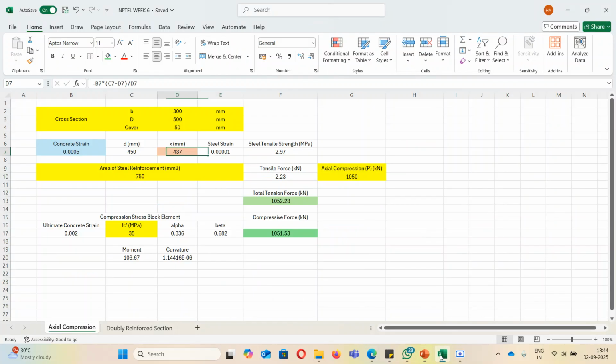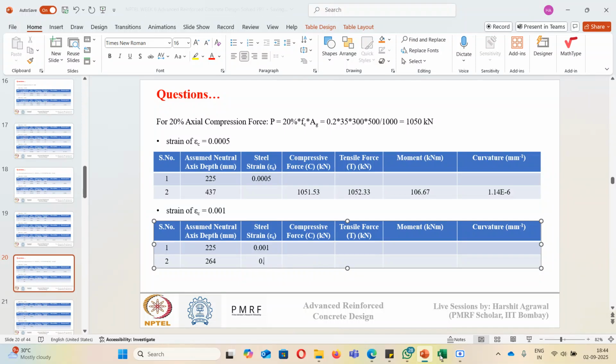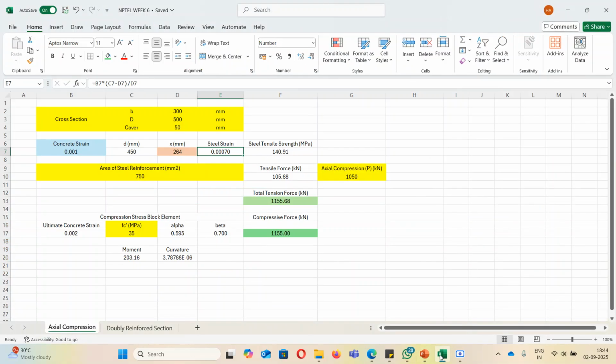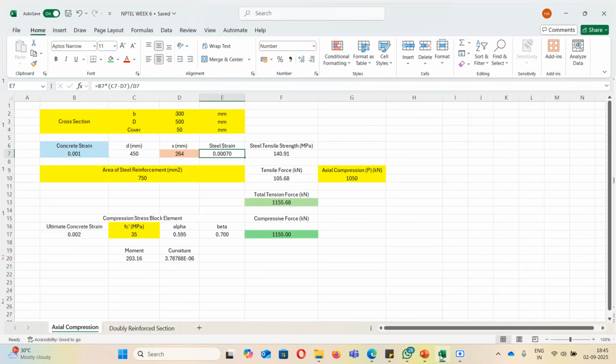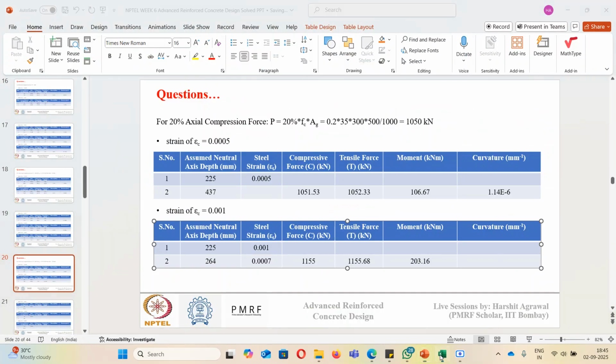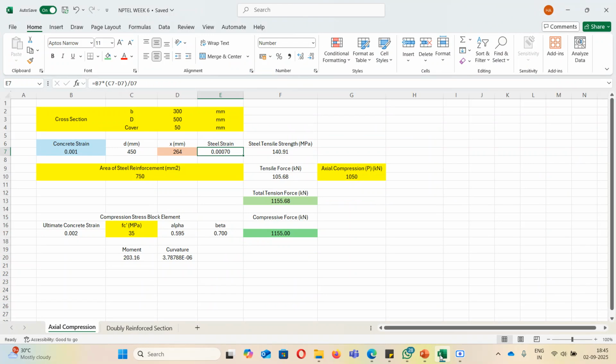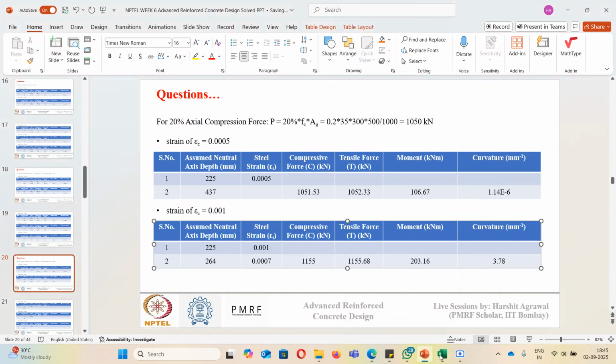At strain value of 0.001, when my neutral axis depth was 264, the compression force and tension force will be equal. Okay, so again here steel strain is 0.0007, compression force is 1155, tension force is 1155.68, moment is 203.16, and curvature is 33.78 into 10 to the power minus 6.